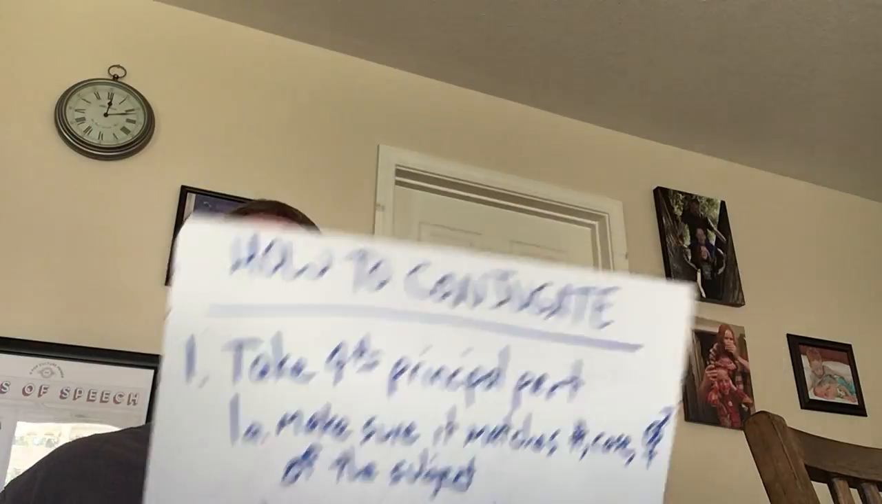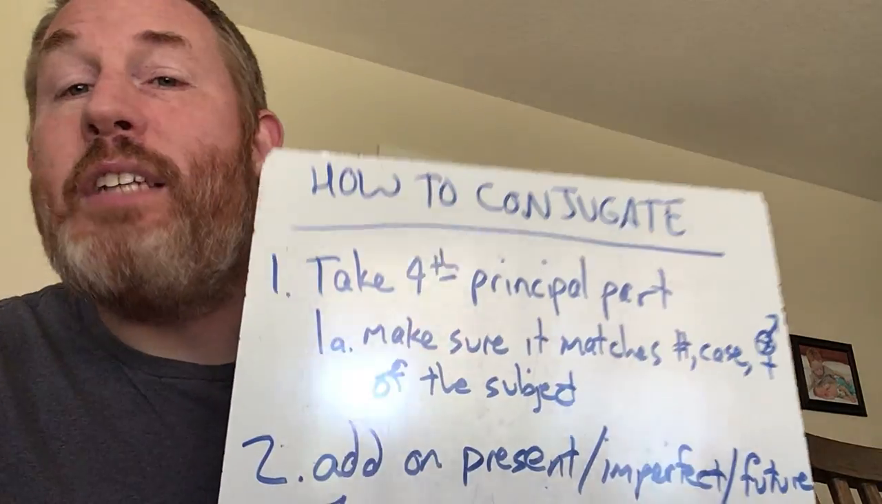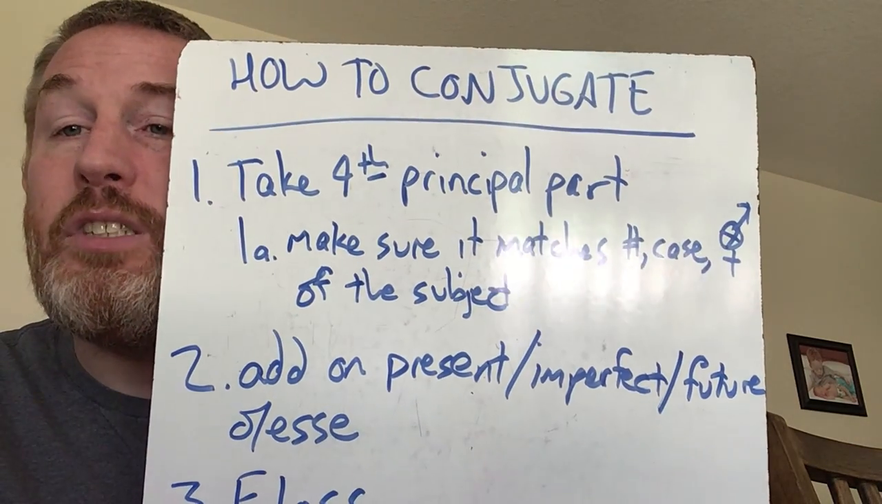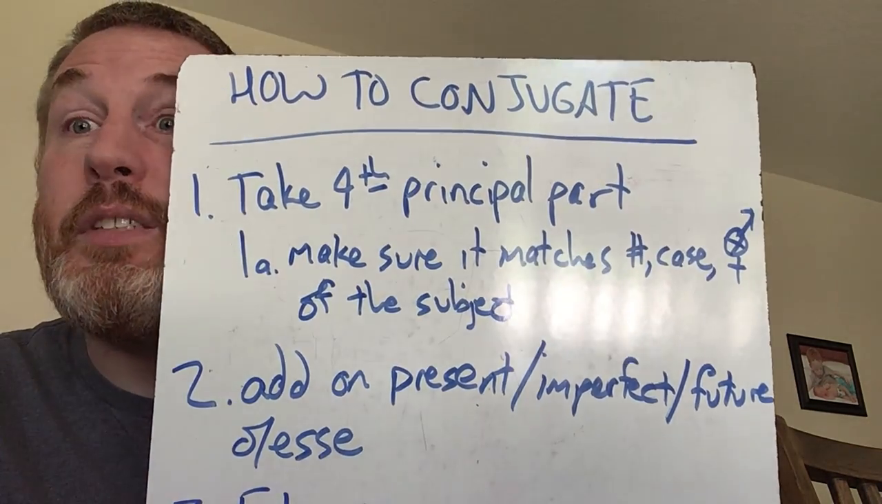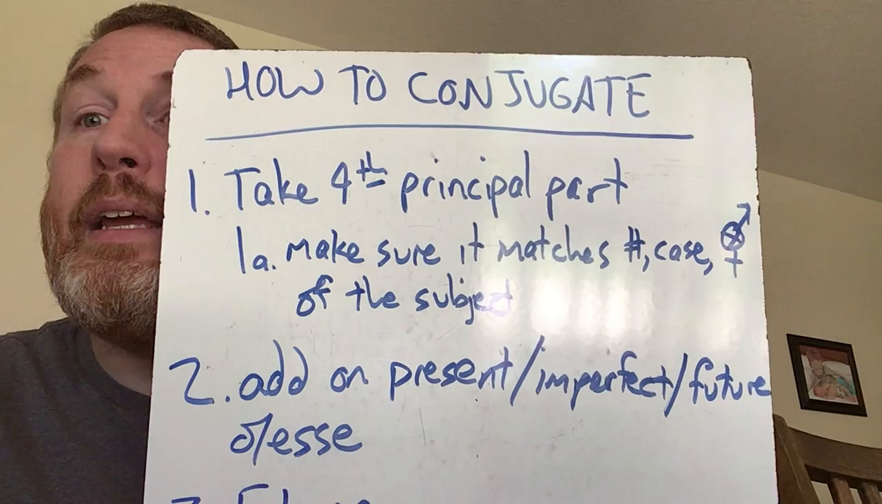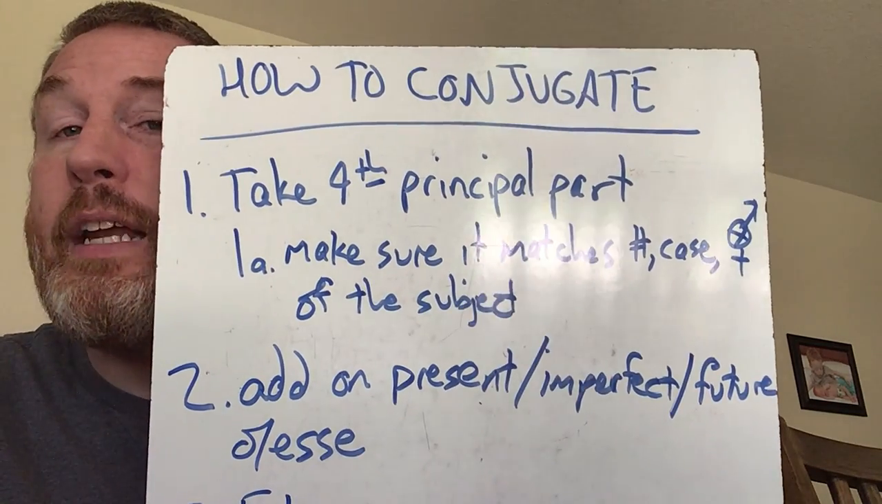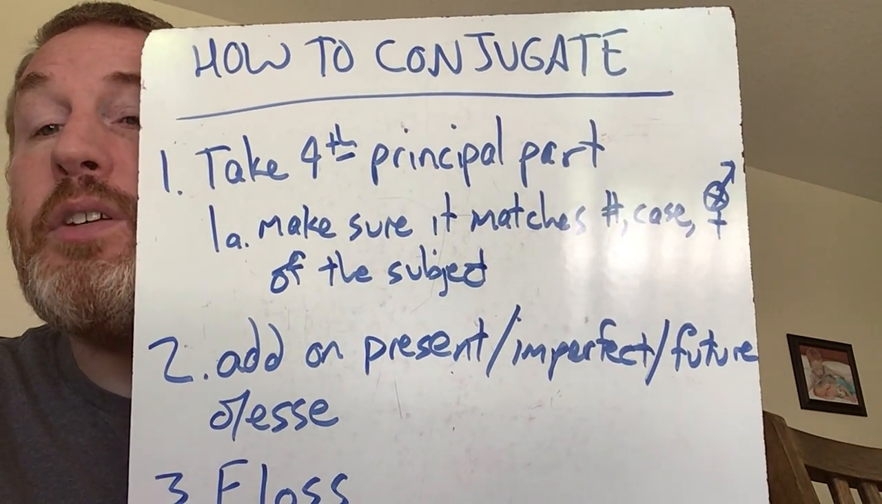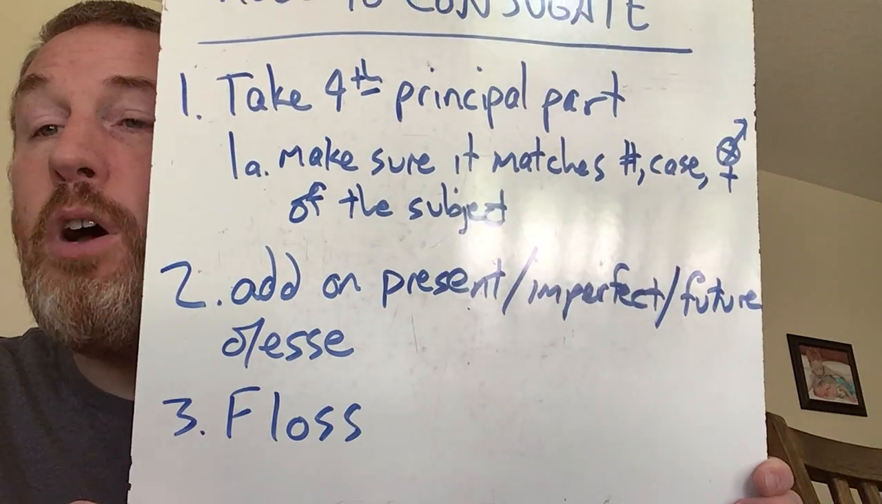Now, here's how you conjugate the perfects. This is true for all of them. Step one, take the fourth principal part. Step 1A, make sure that it matches the subject in number, case, and gender, because it is a participle, which means it is a verb acting like an adjective. That means it has to modify its noun and match the noun in number, case, and gender. Step two, add on the present or the imperfect or the future of esse. And that's literally all that it is. It's just those steps. So if you need that again, rewind a little bit and pause it.